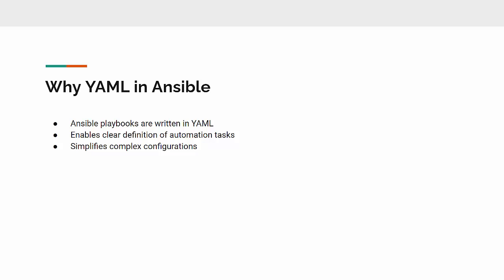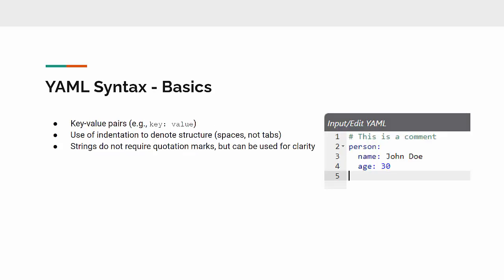Imagine defining the entire configuration of a server or orchestrating a multi-step deployment process in language that reads almost like English. That's the power and simplicity that YAML brings to Ansible's table. Understanding YAML's pivotal role in Ansible sets the stage for diving deeper into the syntax that makes this language so powerful. Let's break down the basics of YAML syntax and see how it is structured.